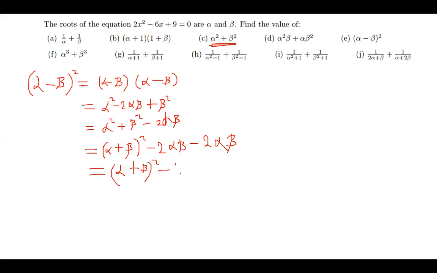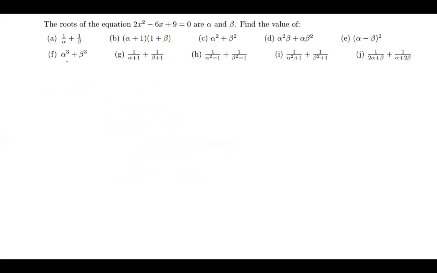Then minus 4 alpha beta. So this is your simplified expression. Where there is alpha plus beta, you put 3. Where there is alpha beta, you put 9 over 2. And then you find your answer. So we quickly move on to the next question.